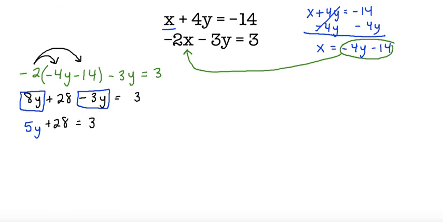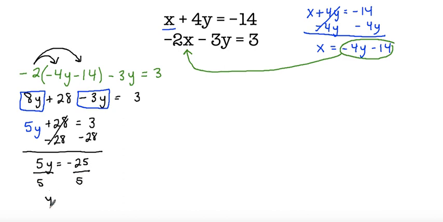So in order to solve for the 5y, we're going to get all of our variables on one side and all of our constants on the other side. So we're actually going to subtract both sides by 28. So we end up with 5y is equal to negative 25. If we divide both sides by 5, we end up with y is equal to negative 5. So now we have our y value, and we have to go back and substitute our y value to then find our x value.